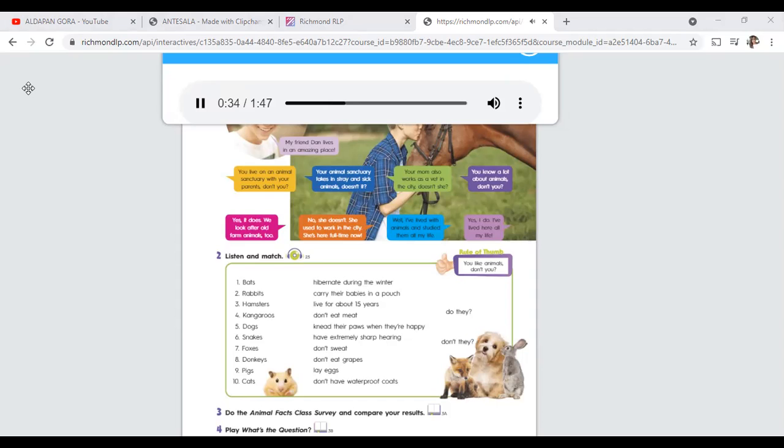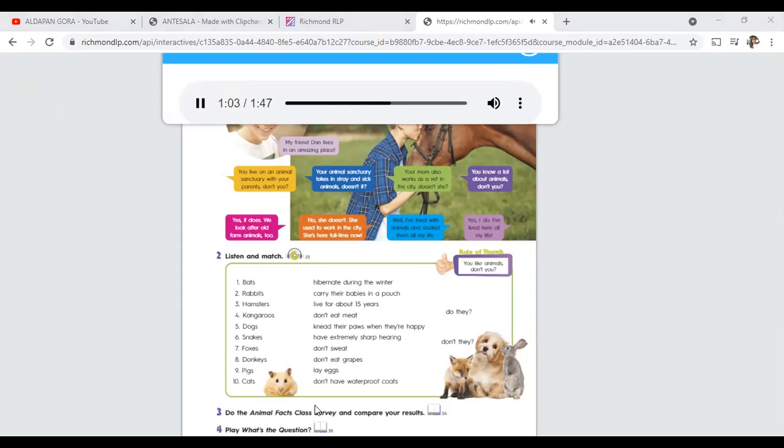Kangaroos carry their babies in a pouch, don't they? Yes, they do. Wallabies do the same. Dogs don't sweat, do they? No, they don't. They don't have any sweat glands. That's why they pant a lot when they're hot. Snakes lay eggs, don't they? Yes, they do, but you don't want to eat them for breakfast.